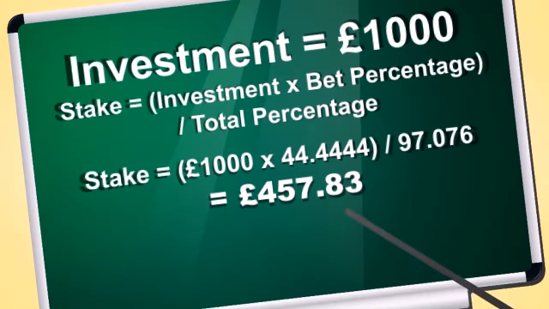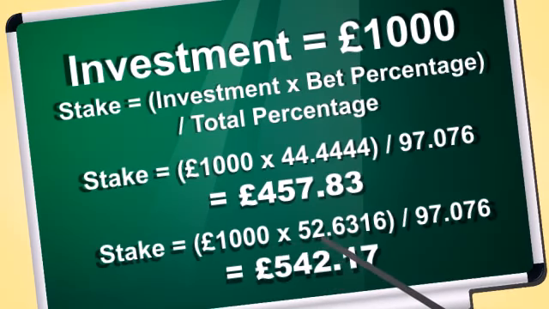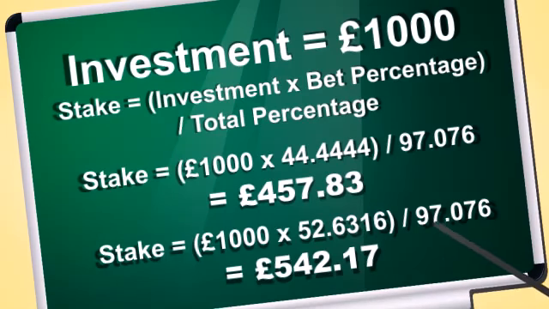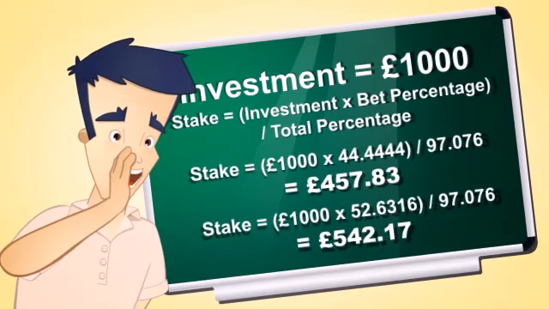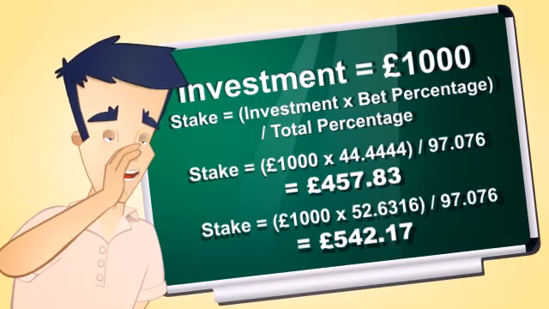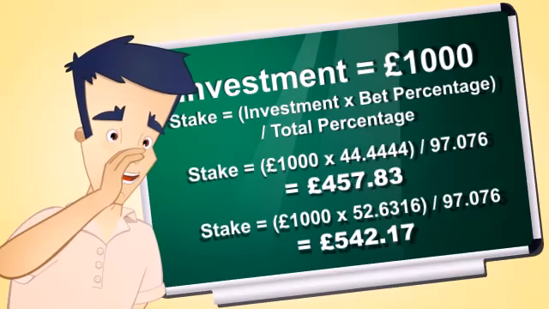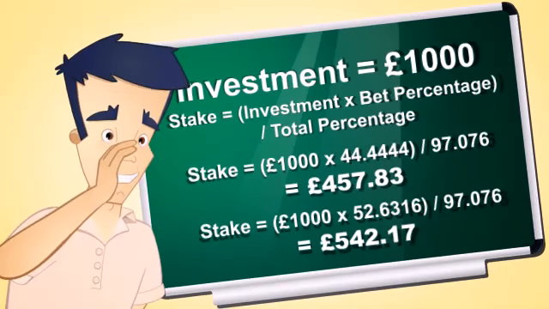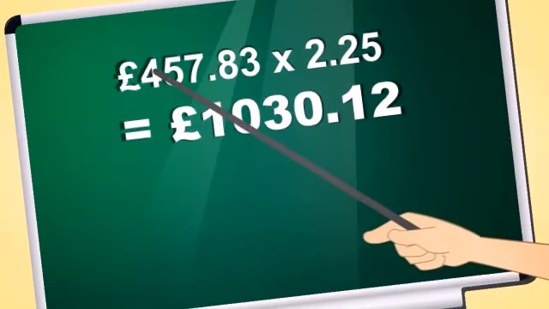£457.83. A similar calculation for the bet at Stan James gives us £1,000 times 52.6316 divided by 97.076, £542.17. By the way, I've used precise figures in this example to make sure that when you work through the numbers yourself, you'll get the same answers. However, in practice, before placing the bets, you'd normally round your stakes up or down to the nearest pound, £5 or £10. Let's put all this together now to see how this trade would look.